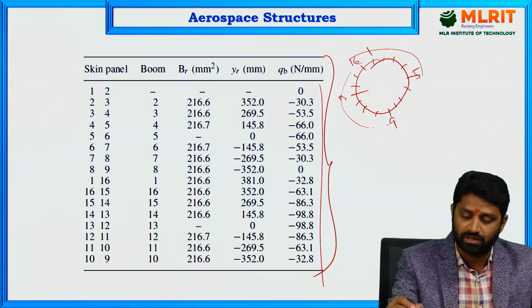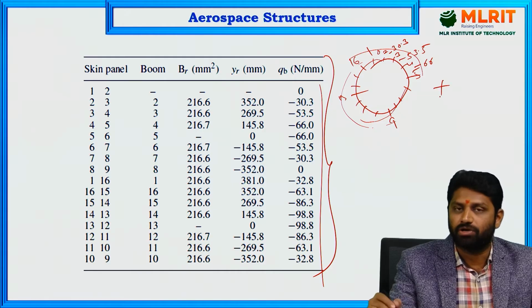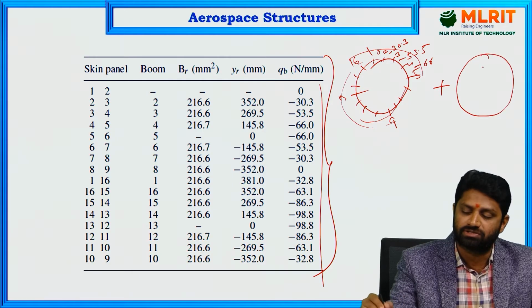For example, 1 to 2 we assume it as 0, and 2 to 3 we got minus 33.3, and 3 to 4 we got minus 53.5, and 4 to 5 we got minus 66. Like that you represent all the shear flows. Okay, plus what you need to do is you need to add additional constant shear flow, that is QS0 everywhere. Okay, why we are adding this?